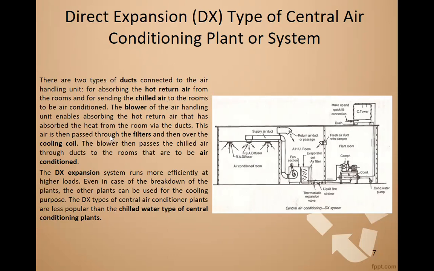Okay? So, the blower of the air handling unit enables absorbing the hot return air that has absorbed the heat from the room via the duct. The air is then passed through the filter and then over the cooling coil. The blower then passes the chilled air to the duct, to the rooms that are to be air conditioned.